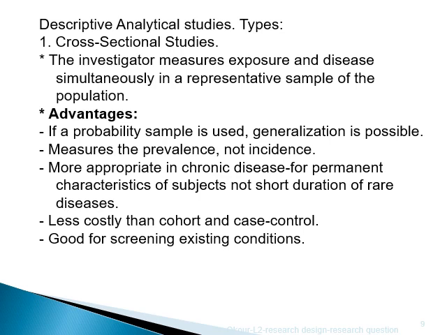If a probability sample is used, it means involving a randomly selected sample. Generalization is possible. It measures the prevalence, not incidence. More appropriate in chronic disease, for permanent characteristics of subjects, not short-duration or rare disease. Less costly, good for screening conditions.